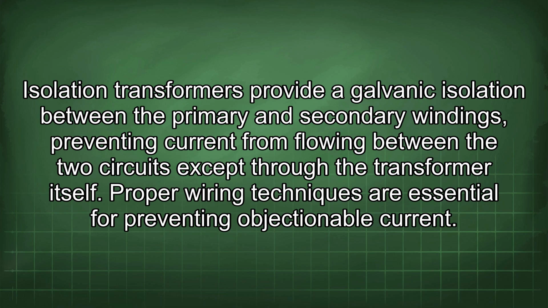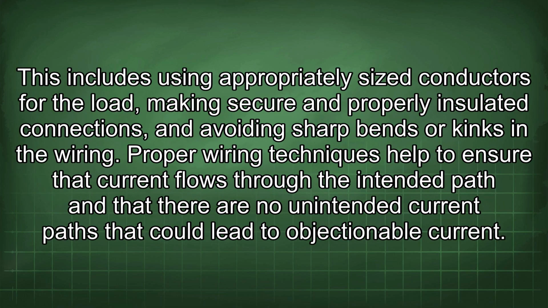Proper wiring techniques are essential for preventing objectionable current. This includes using appropriately sized conductors for the load, making secure and properly insulated connections, and avoiding sharp bends or kinks in the wiring. Proper wiring techniques help to ensure that current flows through the intended path and that there are no unintended current paths that could lead to objectionable current.